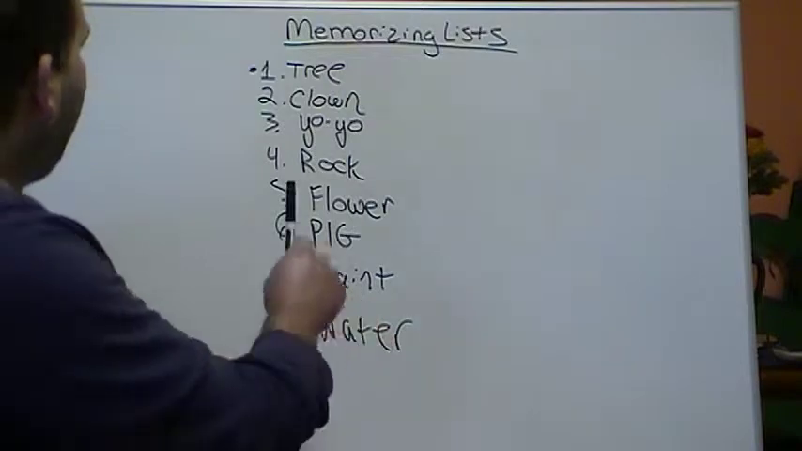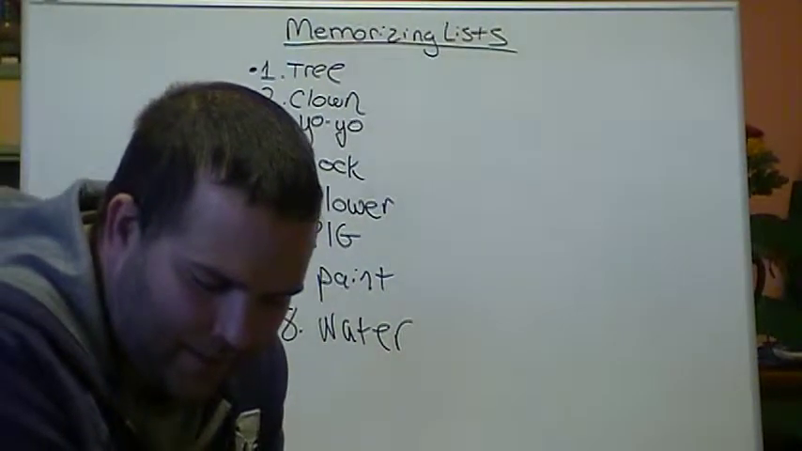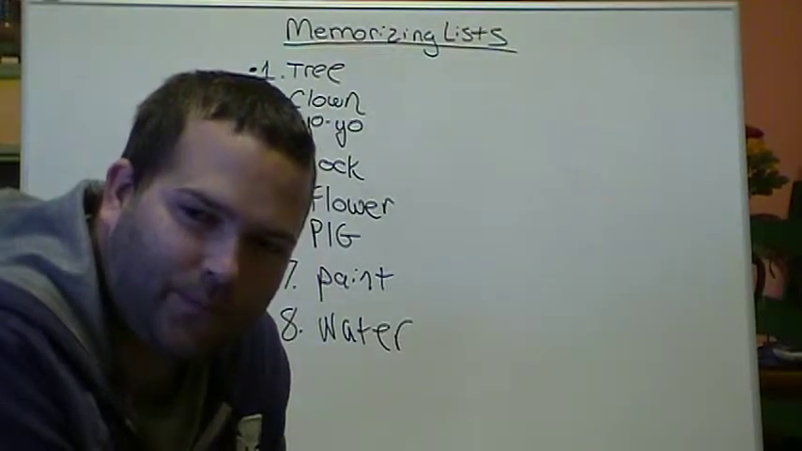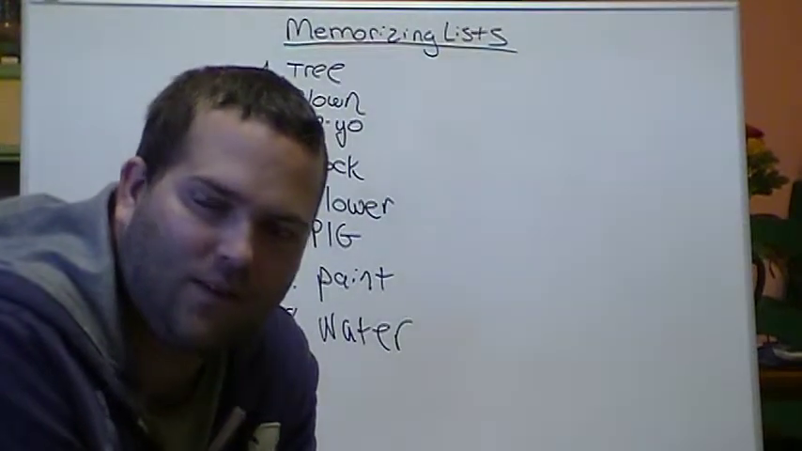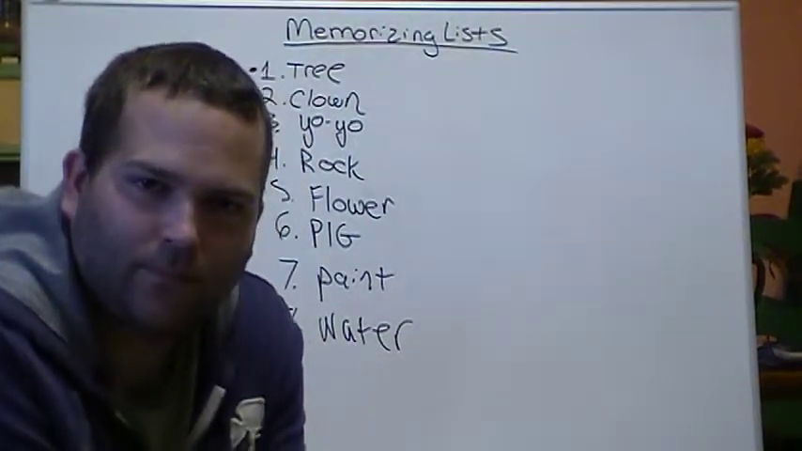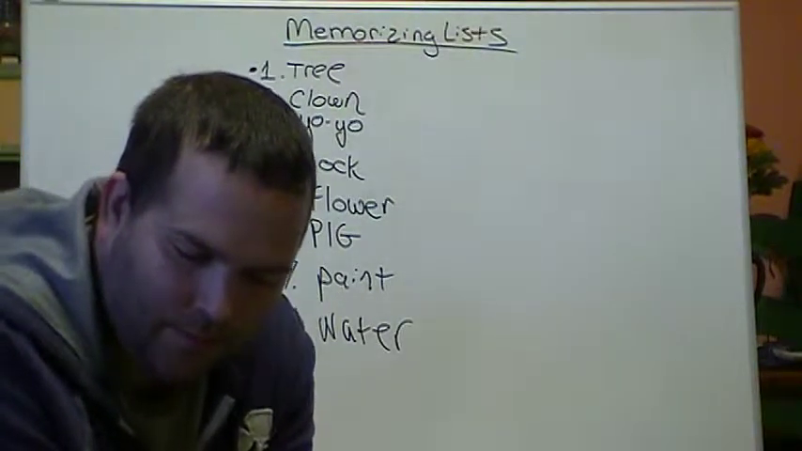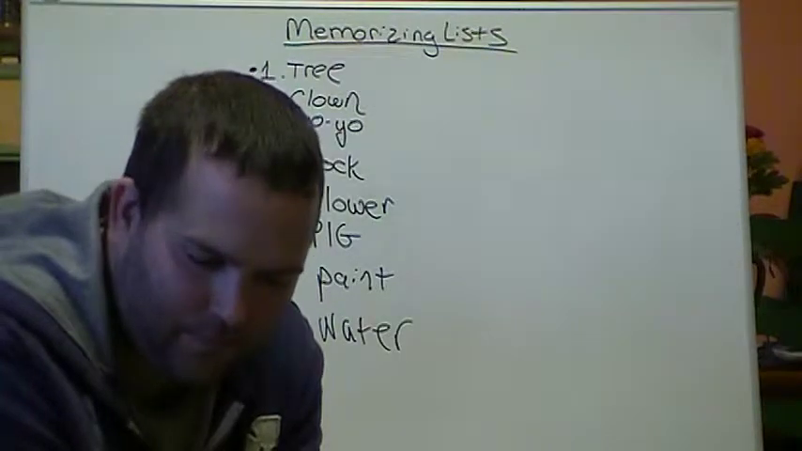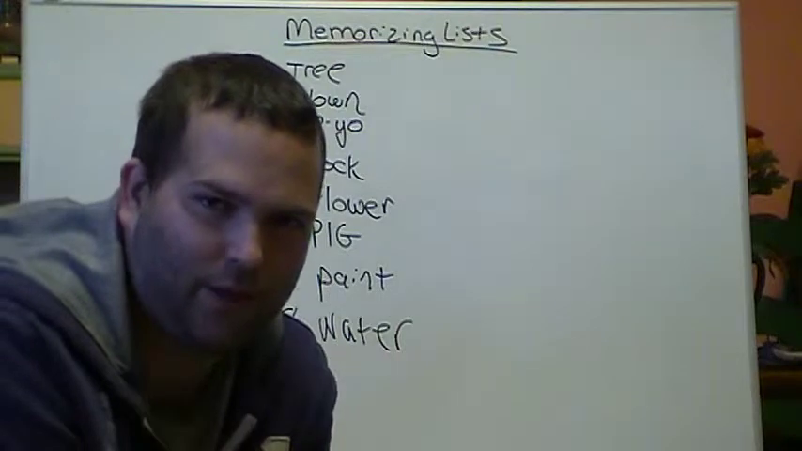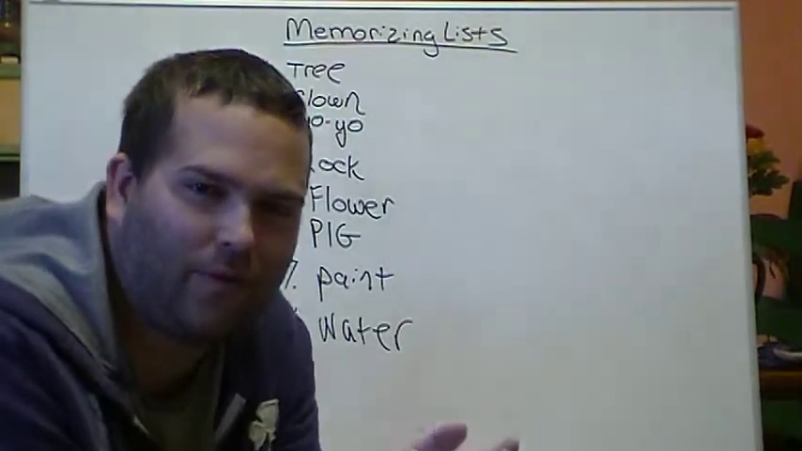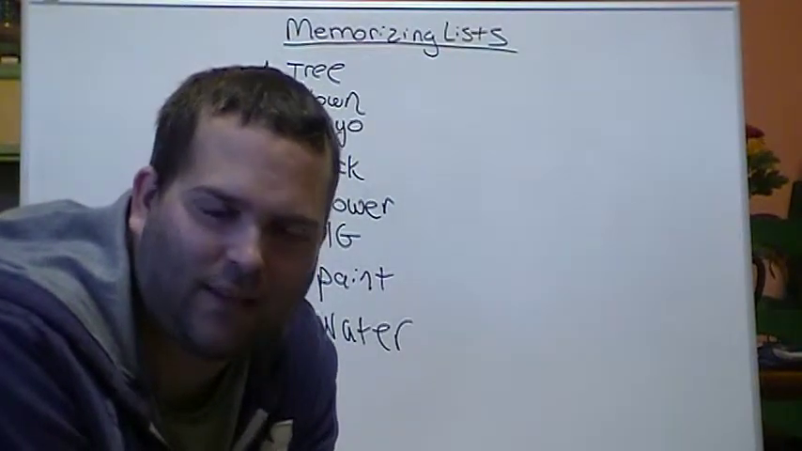Now we look at the next item, which is a clown. What you want to do is link the tree and the clown. You want to form an image in your head that clearly links these two items. So imagine in this tree that it's the fall time. And instead of leaves falling from the tree, we actually have clowns falling from the tree. Just see these little clowns falling from the tree and landing onto the ground. The clowns are screaming and crying as they hit the ground.